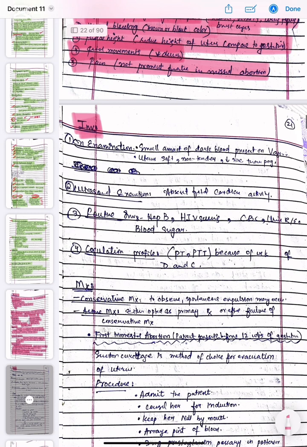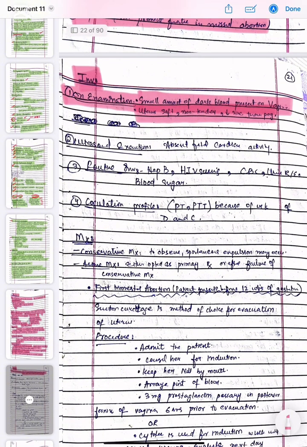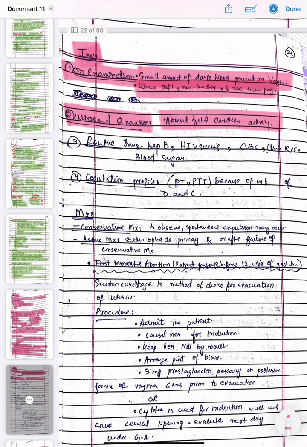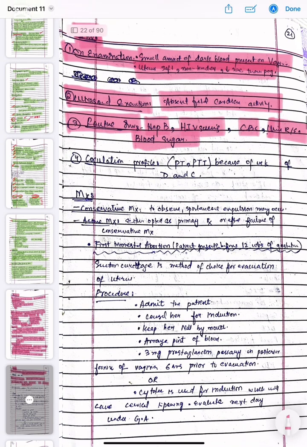The investigations are, on examination, small amount of dark blood present in the vagina, and uterus is soft, non-tender, and decreased in size than the normal period of gestation. Then on ultrasound, absent fetal cardiac activity is present. On routine investigation, hepatitis B, HIV screening, CBC, urine RE, and blood sugar is done. And coagulation profile is done, that is PT, PTT, because of the risk of DIC.